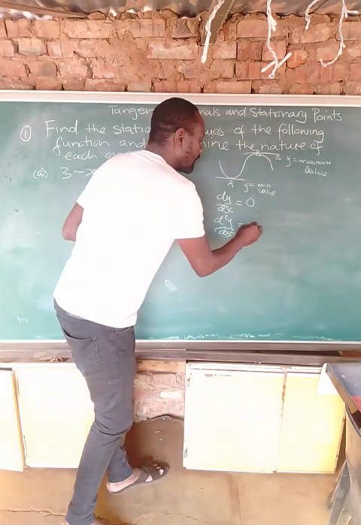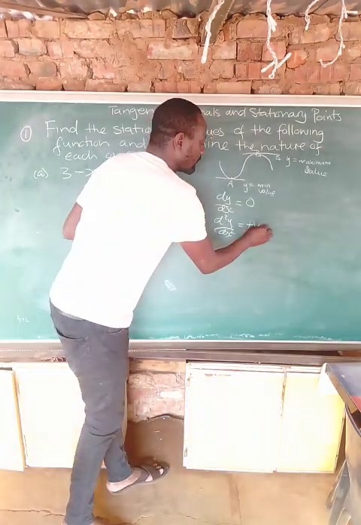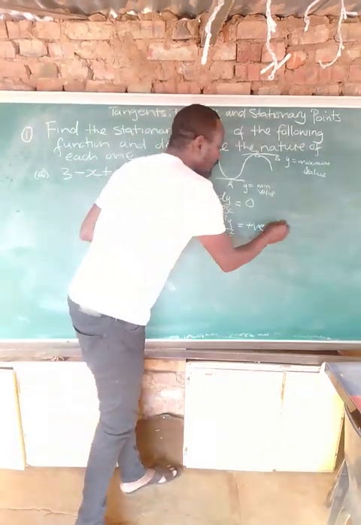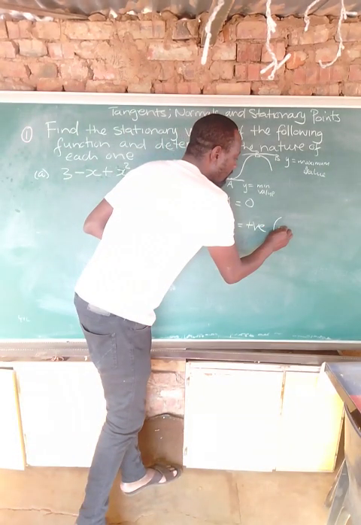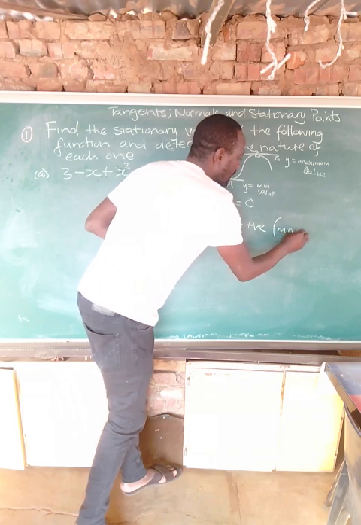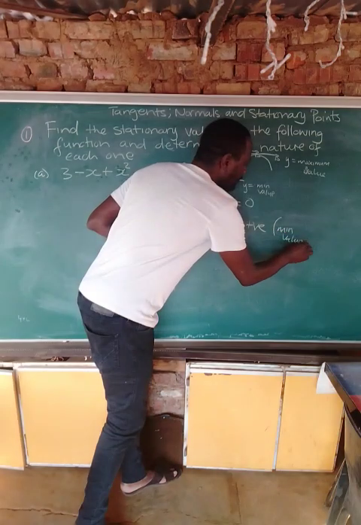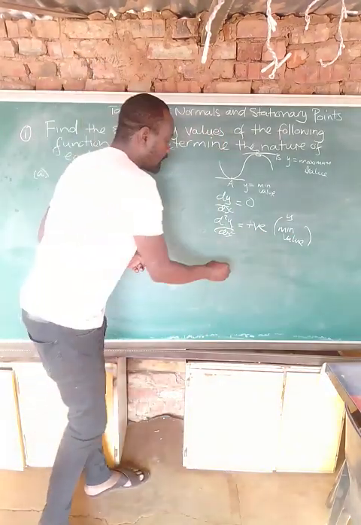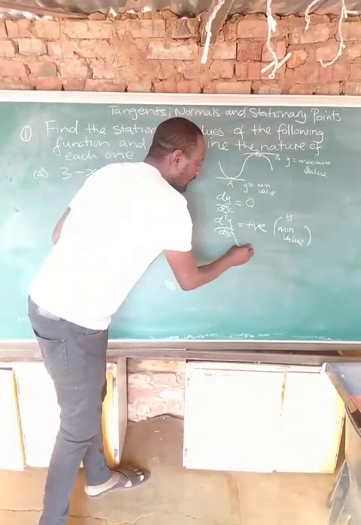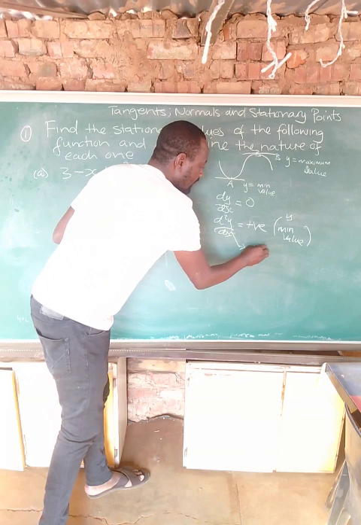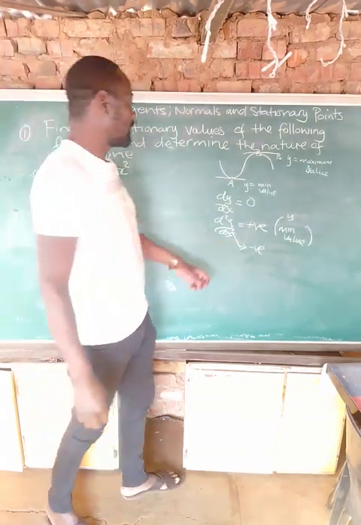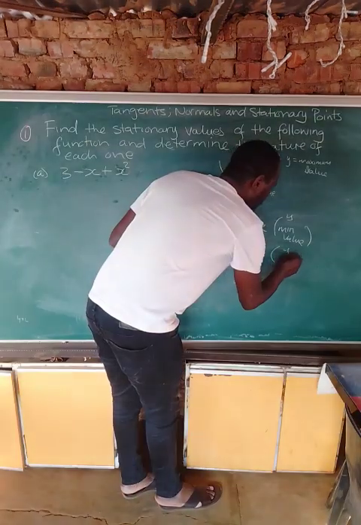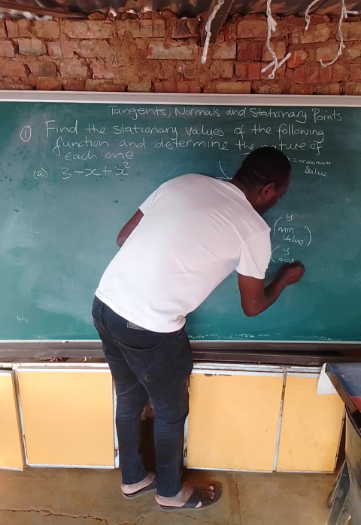squared, if the value is positive, it means we have a minimum value for y. If this one again is negative, if the value of d squared y over dx squared is negative, it means we have a maximum y value.